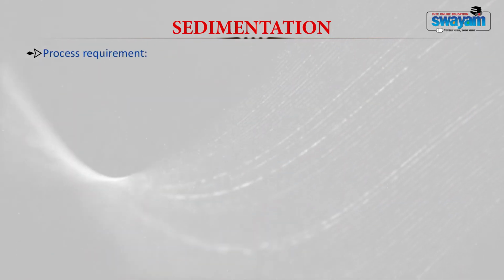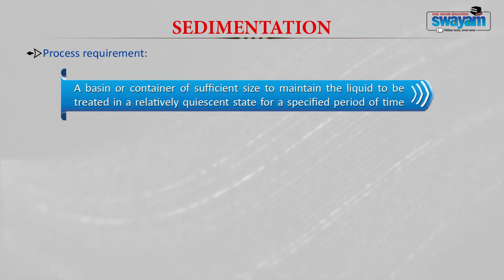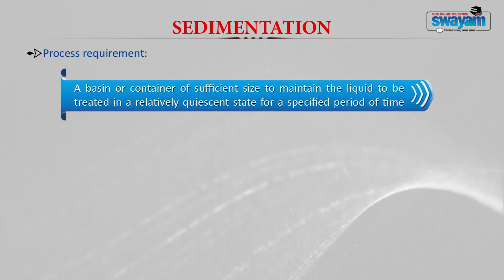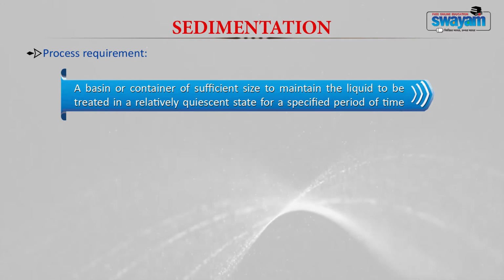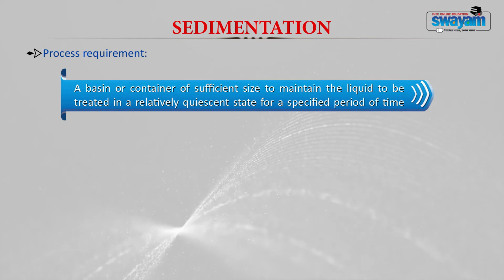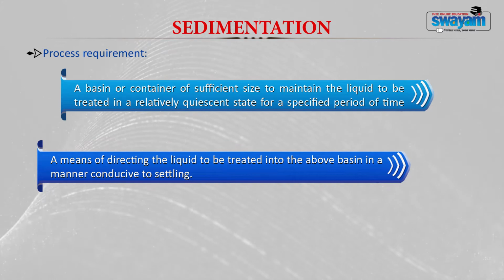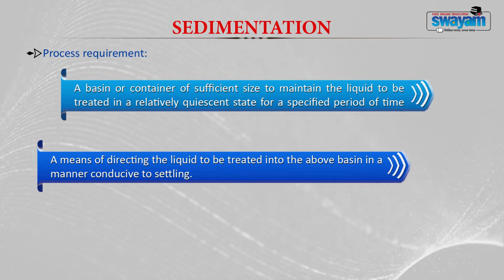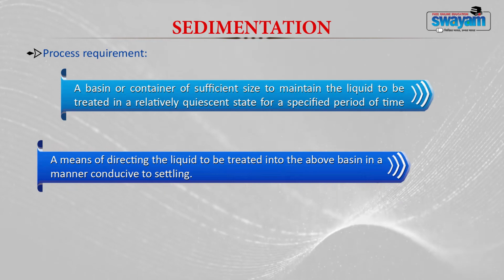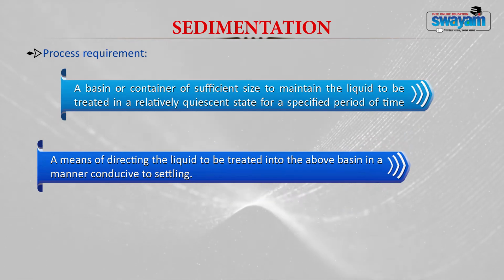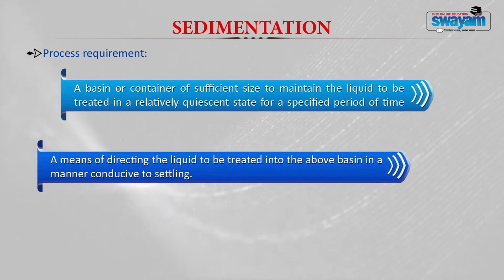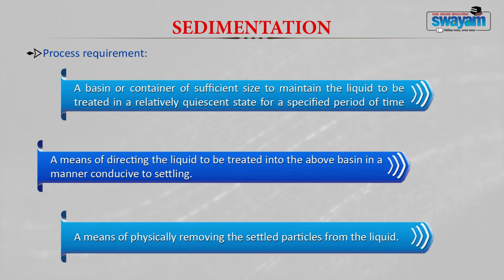What are the process requirements? You need a basin or a container of a certain size so that you maintain the liquid to be treated in a relatively quiescent state for a specified period of time. Also, you provide a means of directing the liquid into the container in a manner so that it settles down. What I mean is, when you add the liquid into the container, you add it in a way that does not disturb the settling process, and you slowly keep adding it. Also, you find a way of removing the settled solid from the liquid.